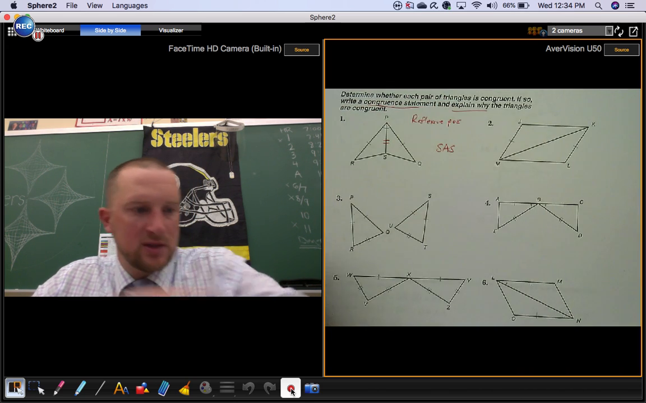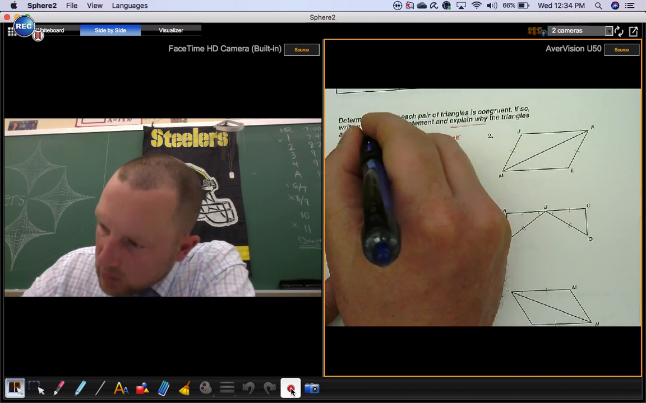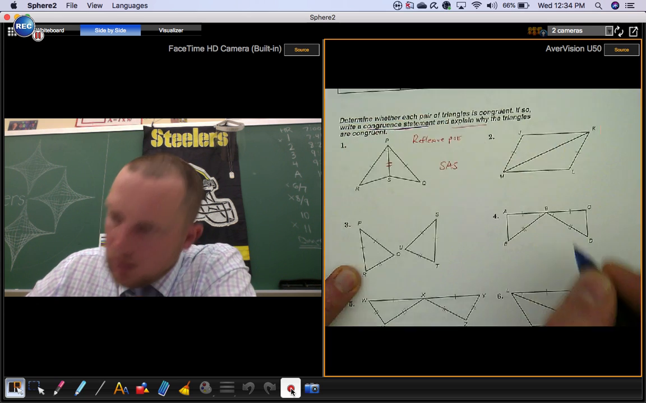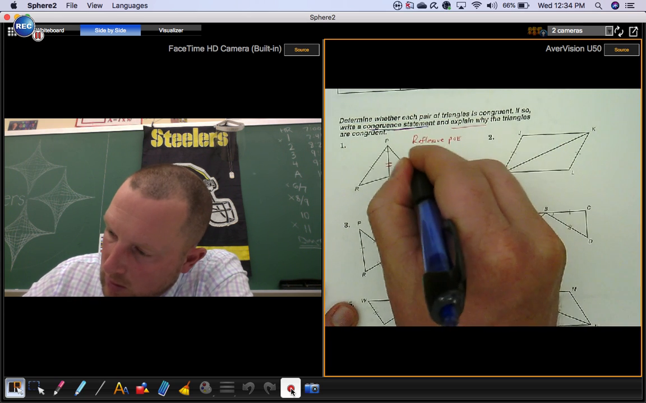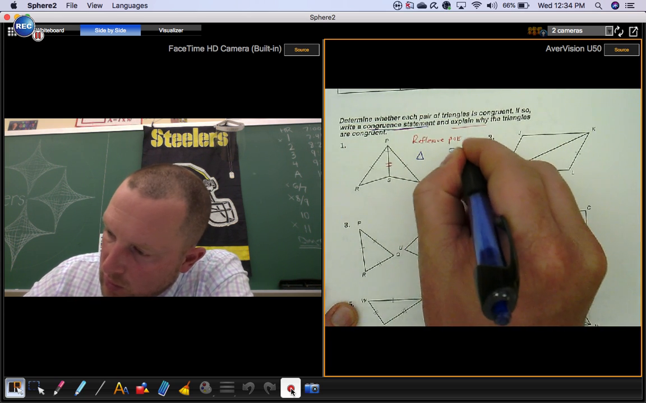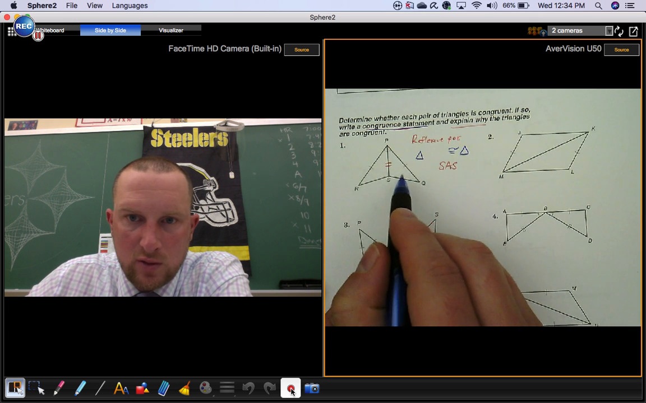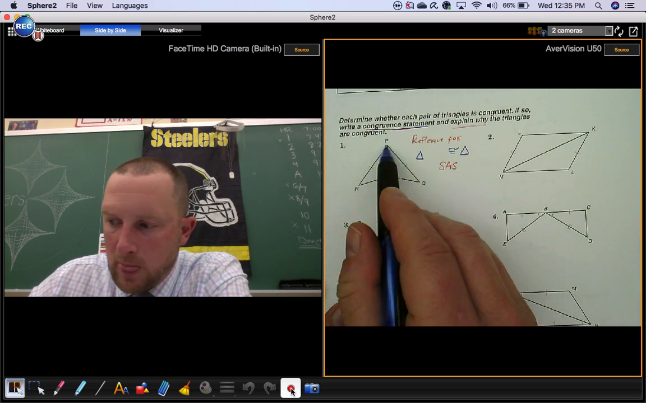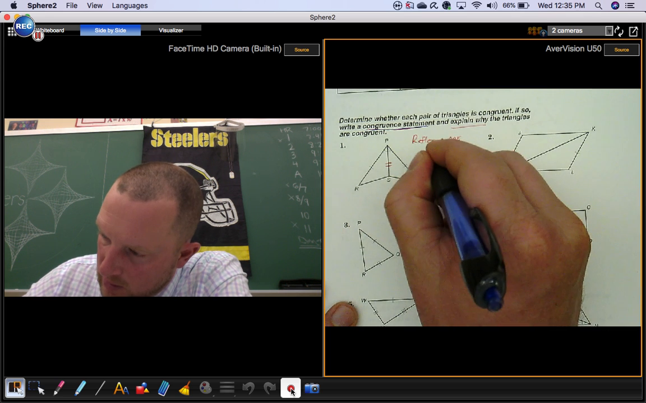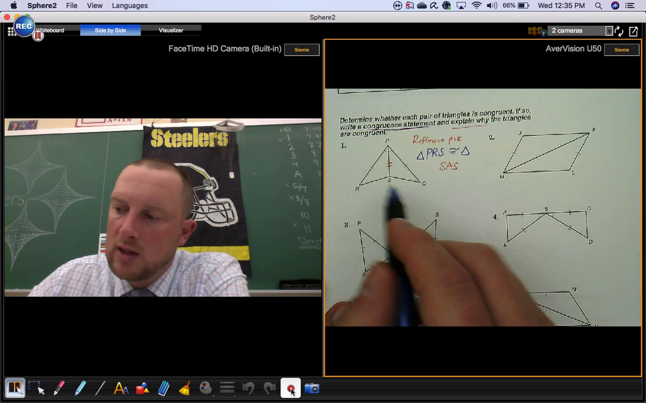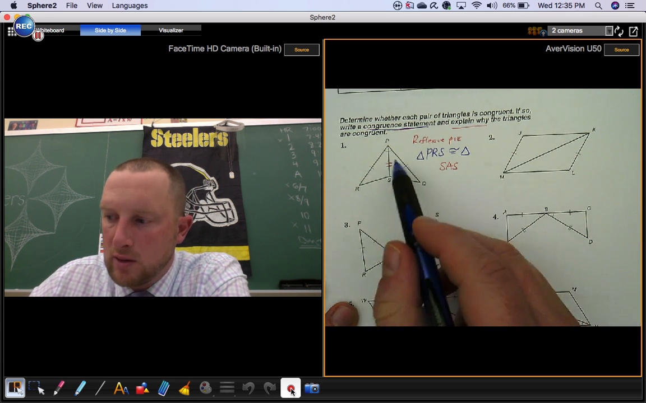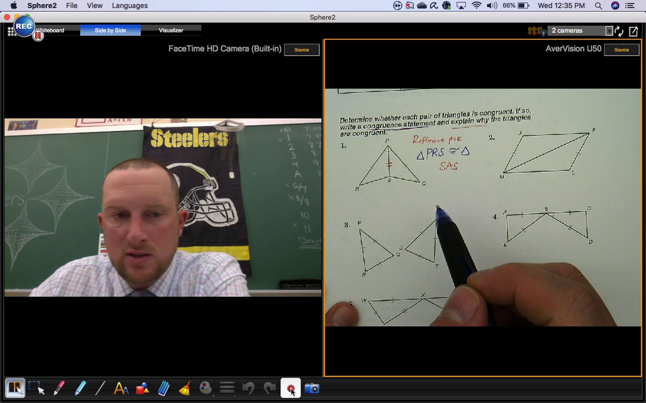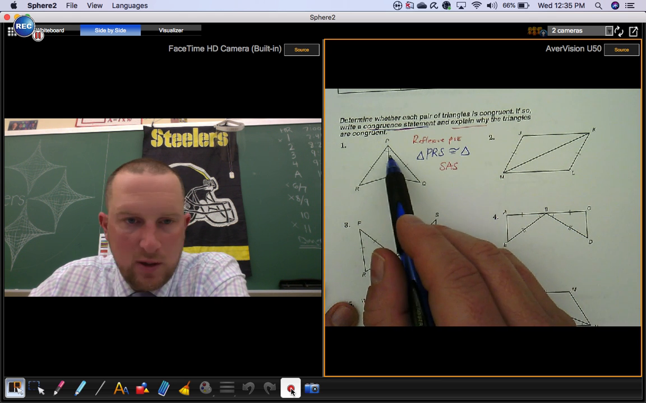What is a congruent statement? Maybe I'll use blue here. The congruent statement would look like this. Triangle whatever is congruent to triangle whatever. Use your 3 letters. So name this triangle anywhere you want. I'll name it triangle PRS. It's congruent to this triangle over here. Triangle PQS.